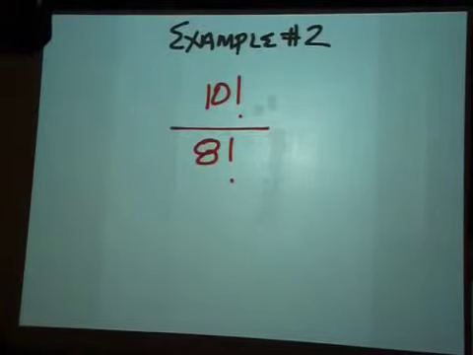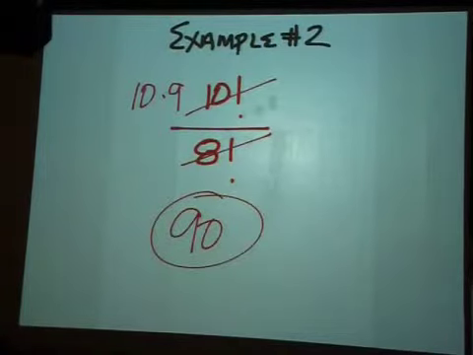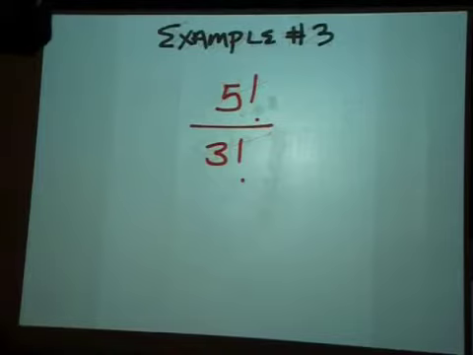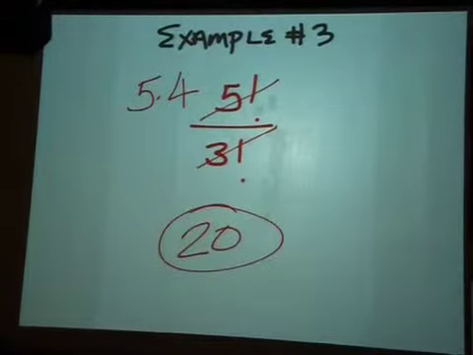10 factorial over 8 factorial. If you take away 8 factorial from 10 factorial, if you simplify it, you're left with 10 times 9 on the top because everything from 8 and below has been canceled out. So 10 times 9 would give you a final answer of 90. 5 factorial divided by 3 factorial. You can cancel out a 3 factorial from 5 factorial and just be left with 5 times 4 on the top, which would give you a final answer of 20.